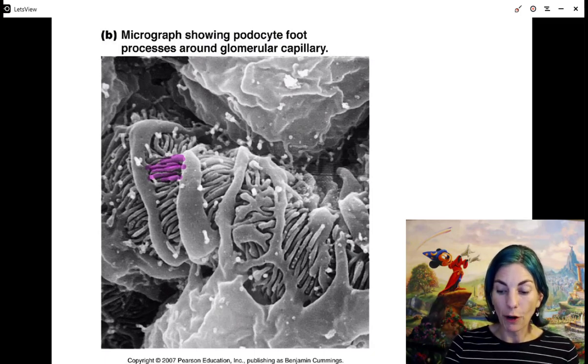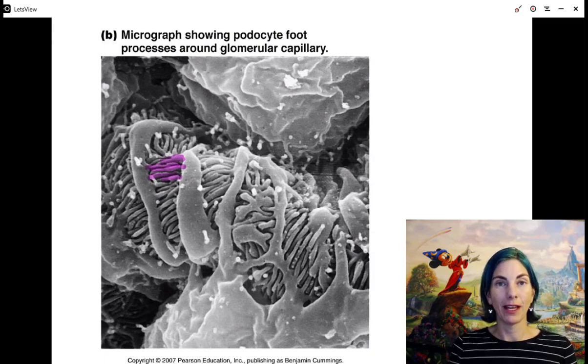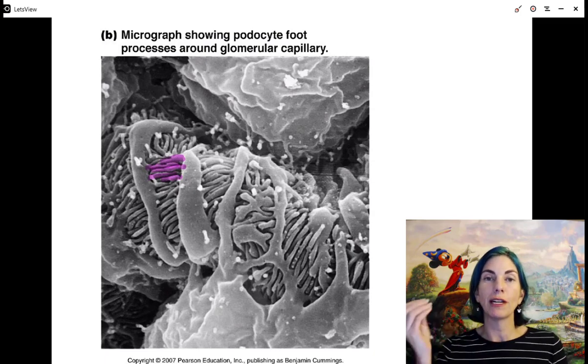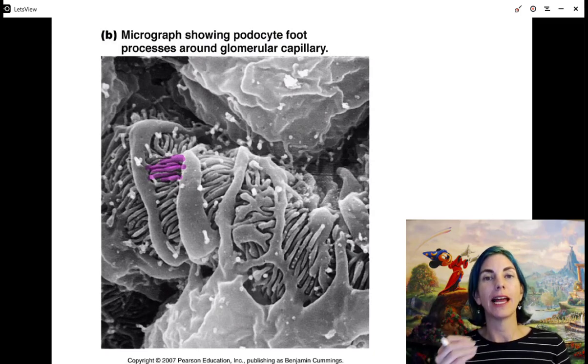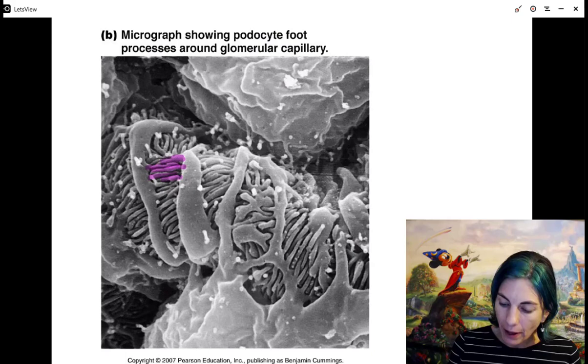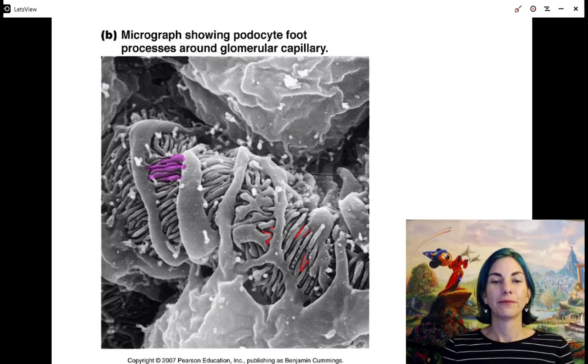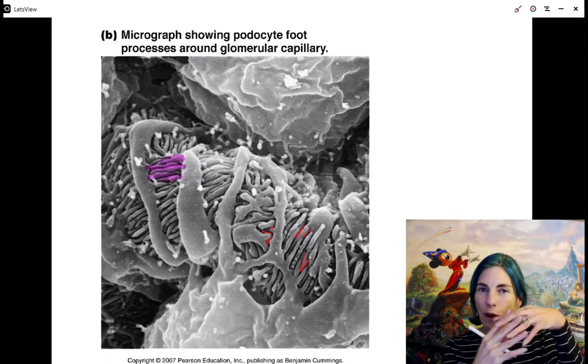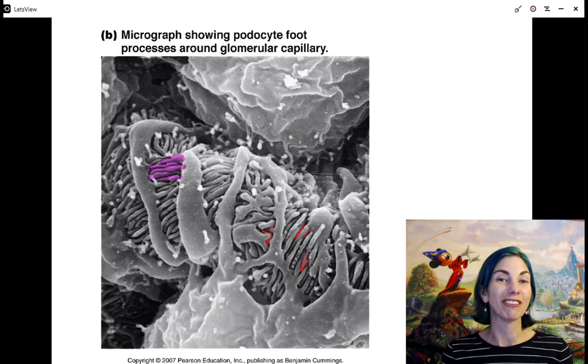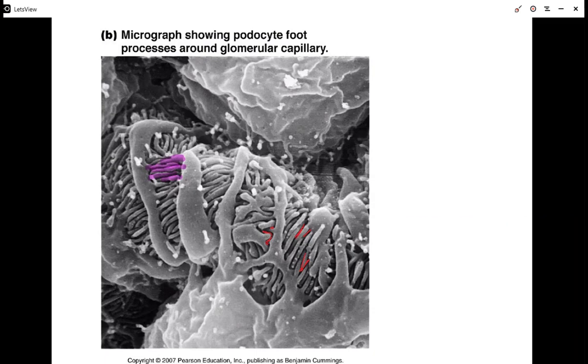So where are what are called filtration slits? The filtration slits are going to be where fluid has an opportunity to exit the glomerulus and go into Bowman's capsule. And you can see here, they're pretty small. There's a filtration slit. So I love this image for showing you just how tightly woven those podocyte extensions really are. Okay, so let me go ahead and write down some summary information here.